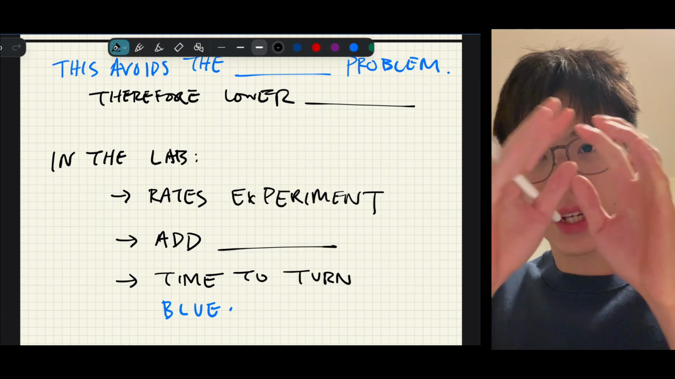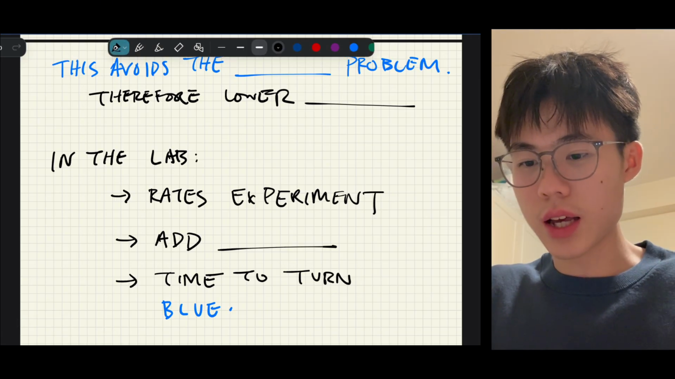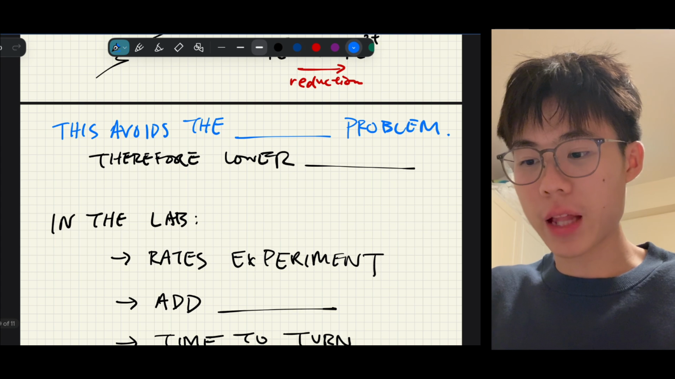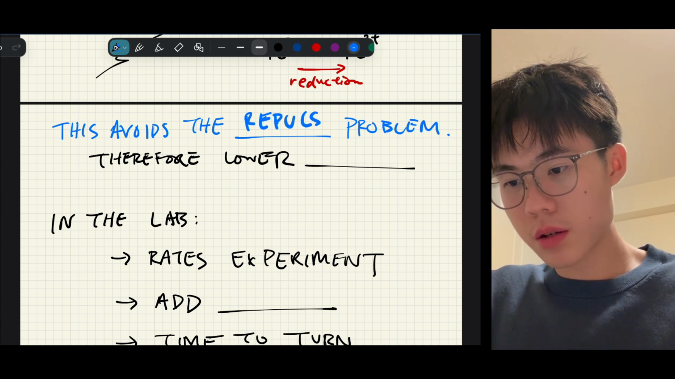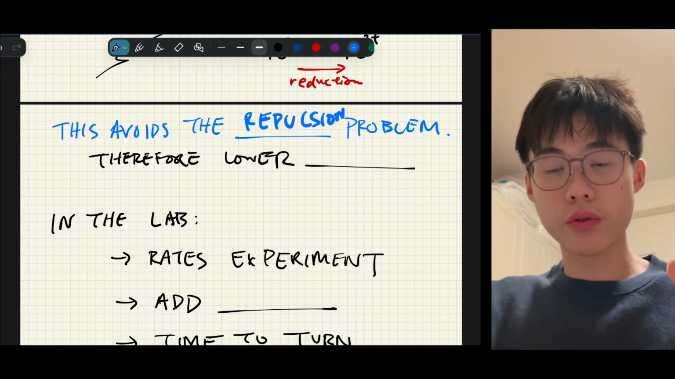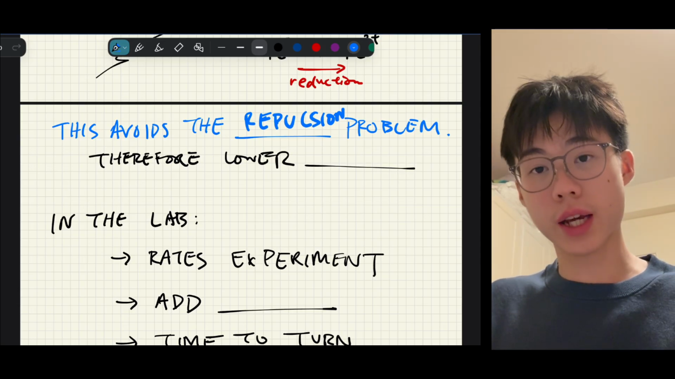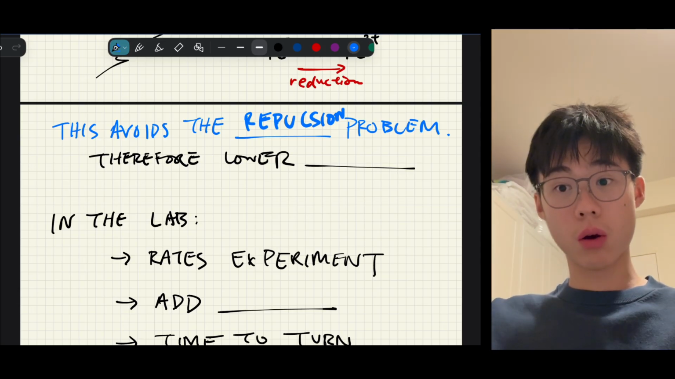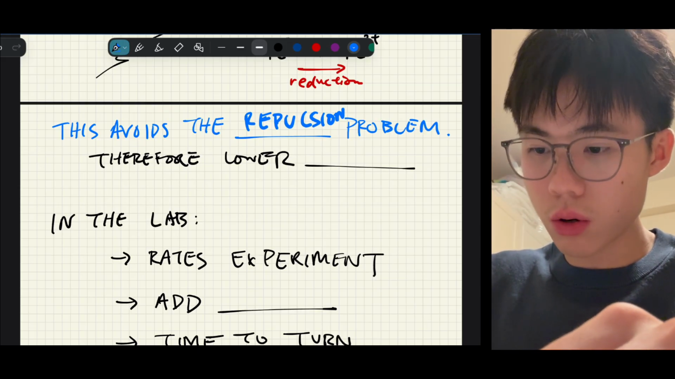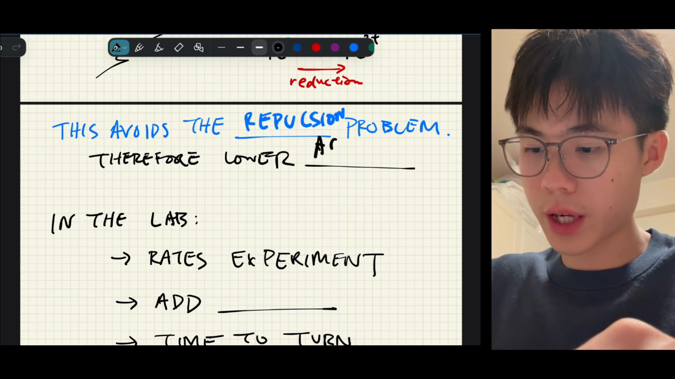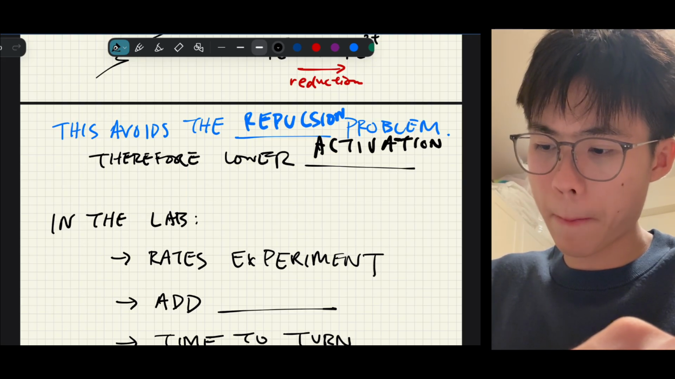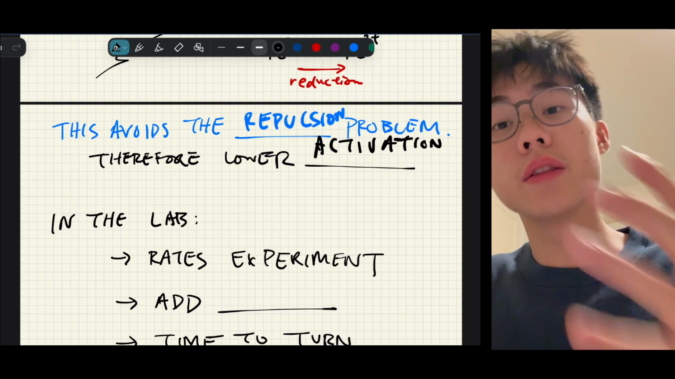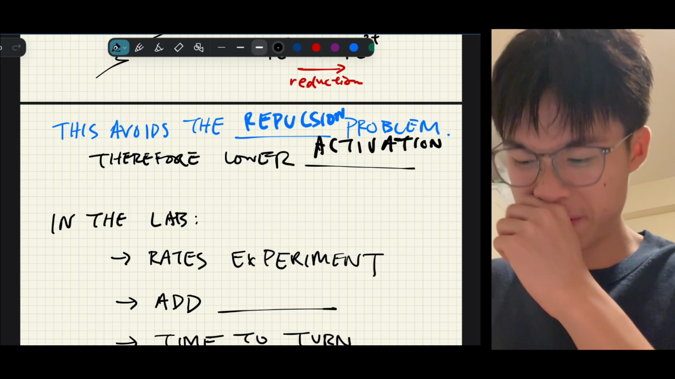So what the catalyst has done is it avoided the repulsion problem between the two reactants in the overall reaction, because if they're both negatively charged, they will repel. Therefore, lower activation energy. One of the key features within the definition of a catalyst.